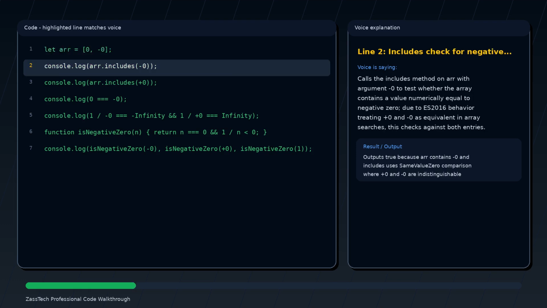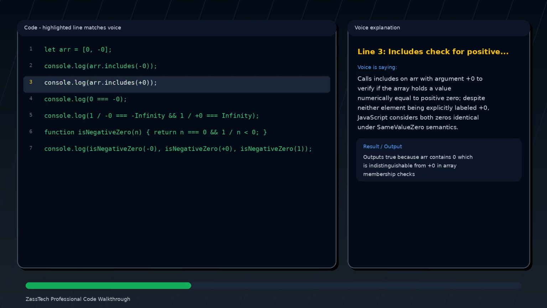Calls the includes method on arr with argument -0 to test whether the array contains a value numerically equal to -0. Due to ES 2016 behavior treating +0 and -0 as equivalent in array searches, this checks against both entries.